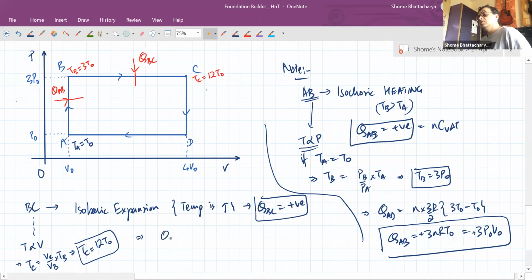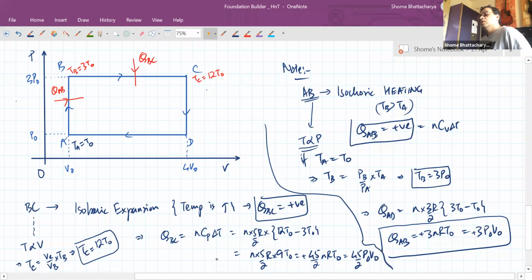So from that we can see that QBC is N CP delta T. So monoatomic gas, so N into 5 by 2 R into 12 T naught minus 3 T naught. So N into 5 by 2 R into 9 T naught, or 45 by 2 NR T naught, or 45 by 2 P naught V naught. Okay. So that is our QBC. And as I told you, it's a positive quantity.